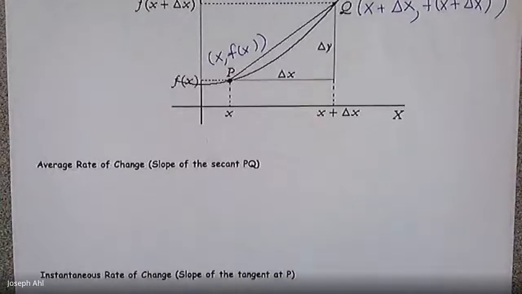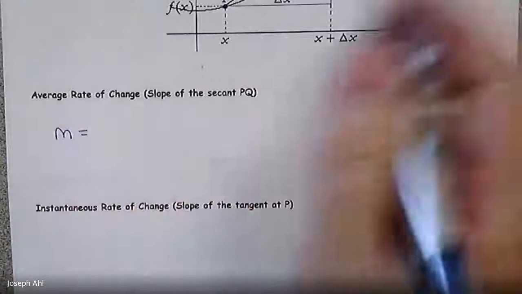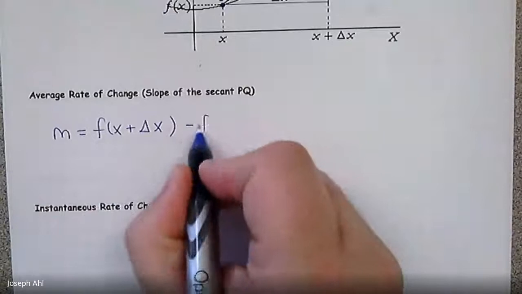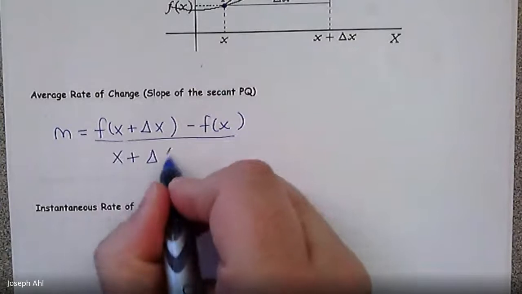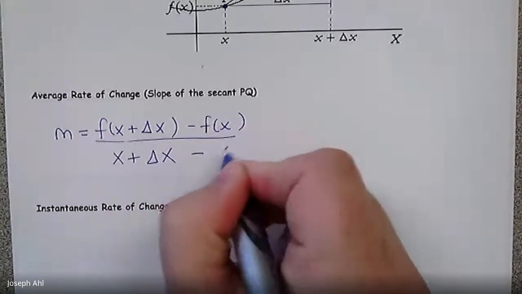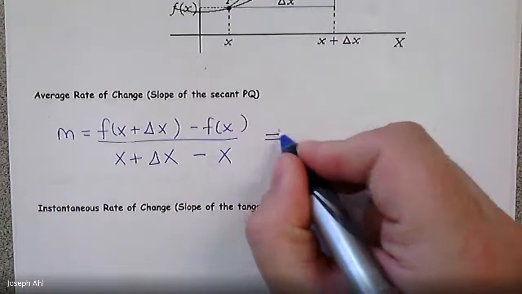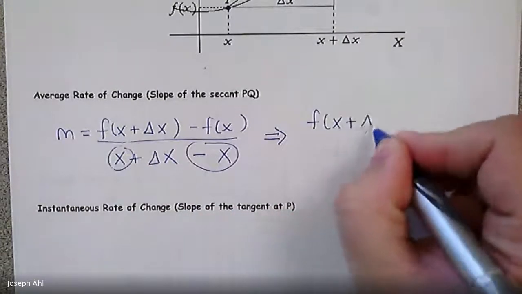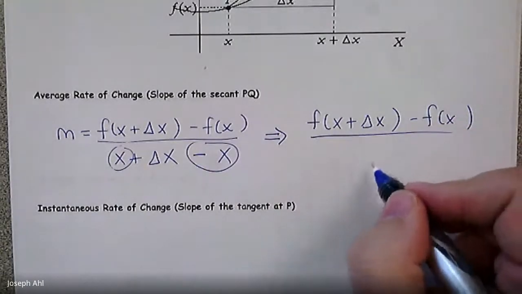So the slope of the secant line, PQ, is going to be m equals change in y over change in x, would be f of x plus delta x minus the other y value, f of x. And then this is all over x plus delta x minus x from the coordinate of point P. And the last thing we're going to do to clean this up is that my slope, therefore, if you look at the bottom, we have x and negative x are going to cancel out. We get f of x plus delta x minus f of x all over delta x.